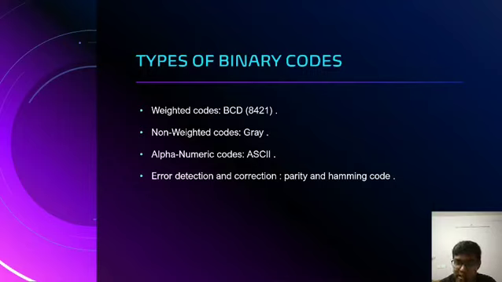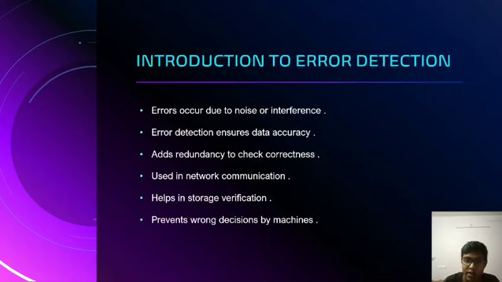Binary codes are not all the same. There are weighted codes like BCD, but there are also non-weighted codes like Gray code. In any system, some errors will occur, so we must detect and correct them. So by this, I have explained error detection and correction. Now, an introduction to error detection.